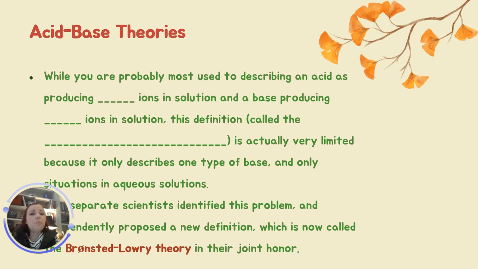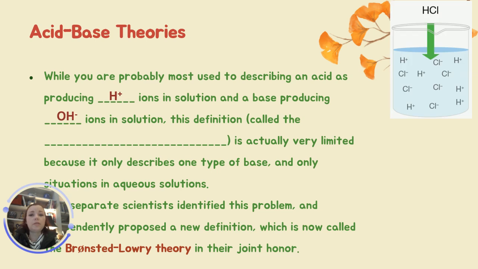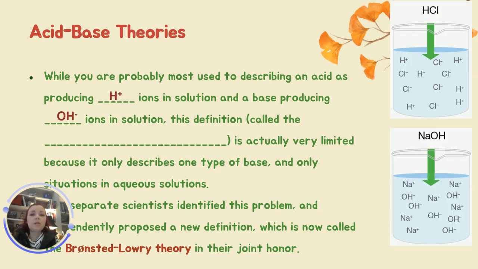You're probably most used to describing an acid as producing H+ ions in solution and a base producing OH- ions in solution. But that definition, called the Arrhenius theory, is actually very limited because it only describes one kind of base and only situations in aqueous solutions.